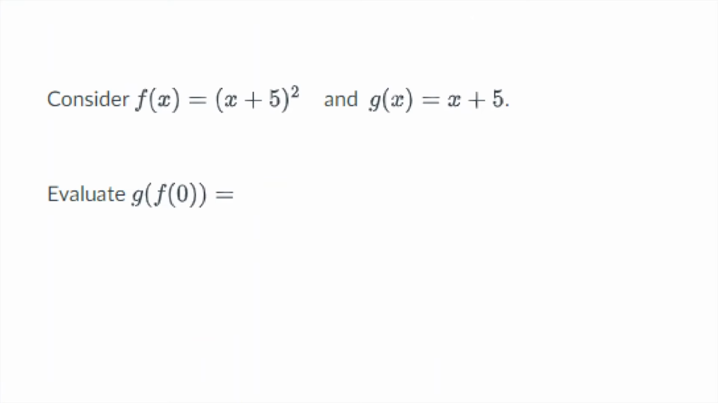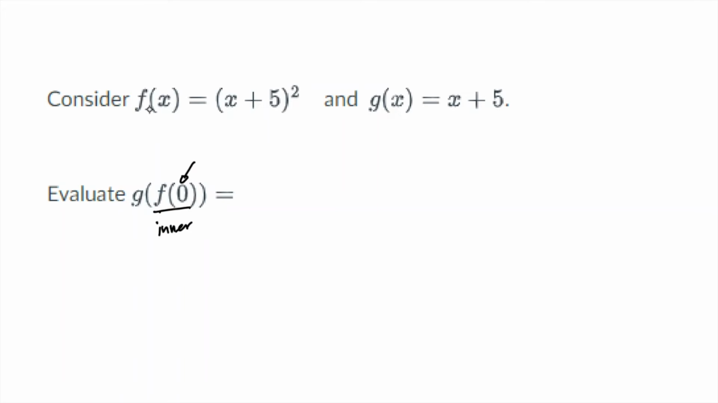So here I have f of x is (x plus 5) squared, and then g of x is just plain x plus 5. And they want us to evaluate the value g of f of 0. Again, we have a composition of functions. F is my inner function, so I input 0 into its x value.